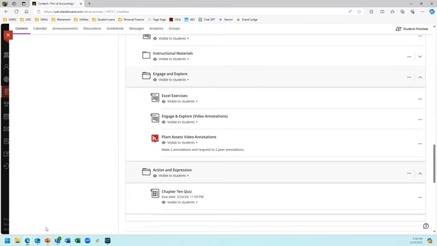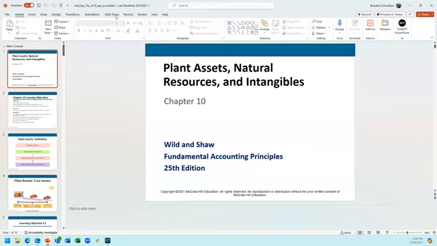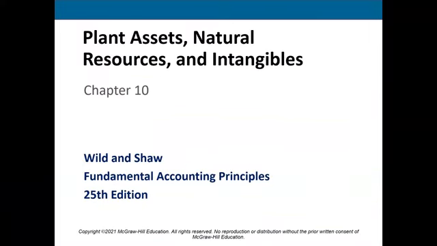Okay, so let's jump into our conversation today on property, plant, and equipment. Now, you'll see that I refer to it as property, plant, and equipment. The property, plant, and equipment are also known as what we call fixed assets, and they're found on your balance sheet, right? These are what we call long-term assets or fixed assets.